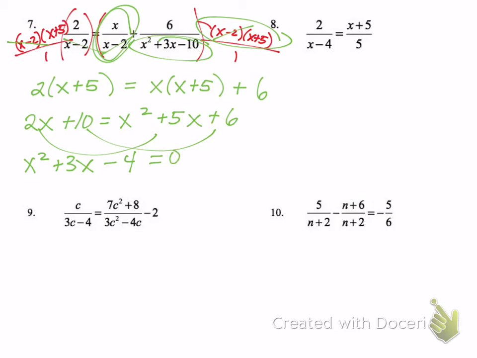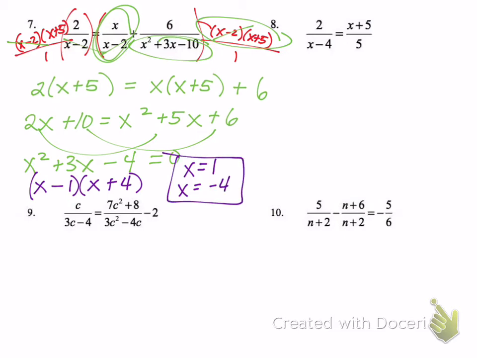Then I can factor this. How would I factor it? -1, positive 4. So x minus 1, x plus 4. So x equals 1 and x equals -4. Are any of these extraneous?